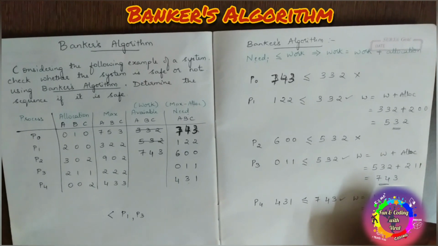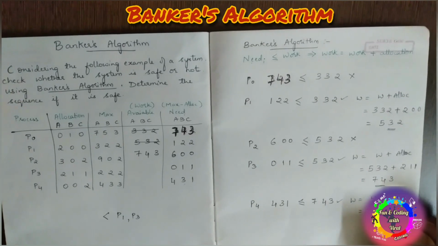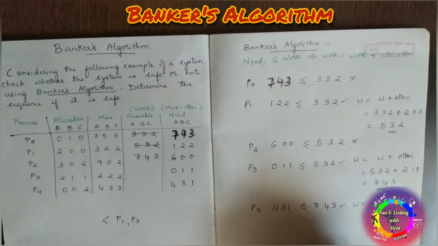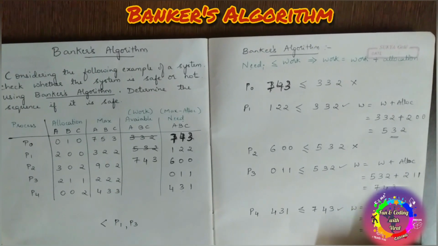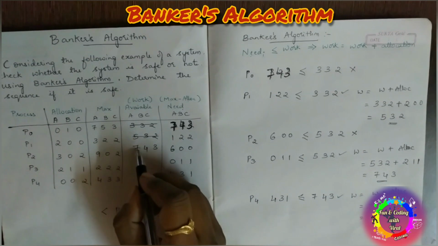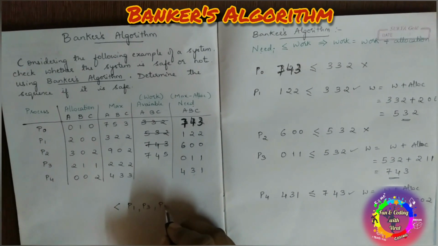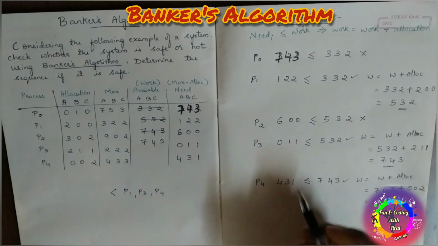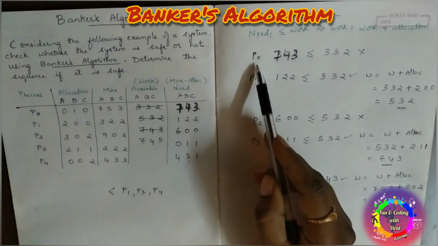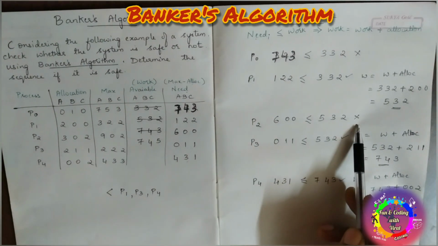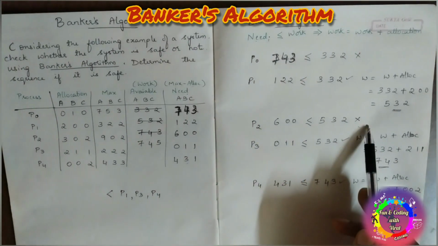What is the work here? 7 4 3 plus allocation of P4, which is 0 0 2. So the value is 7 4 5. This value you update here, 7 4 5, and here also, P4 is the next process which enters the safe sequence. Now after finishing all the 5 processes, you have to repeat for the processes which didn't enter the safe state. That is, P0 is left out and P2 is left out.